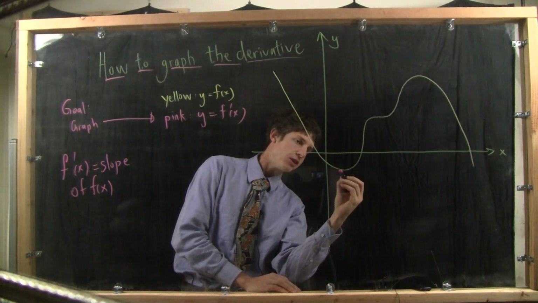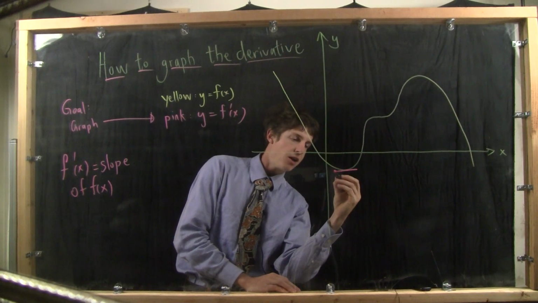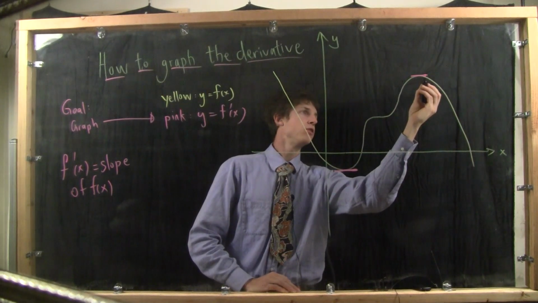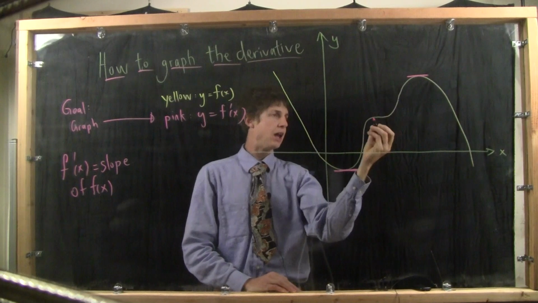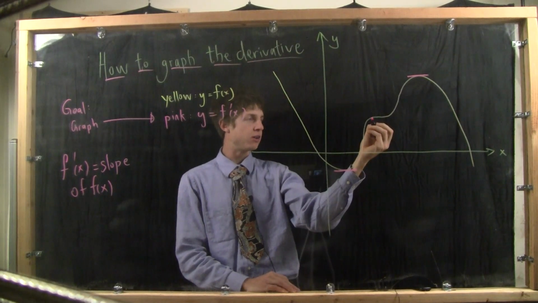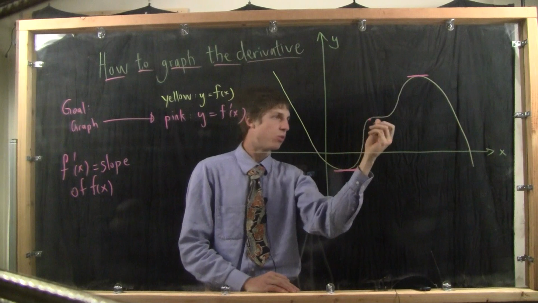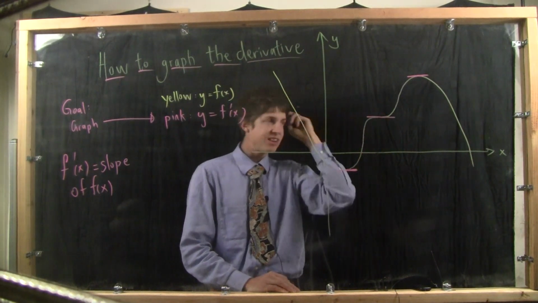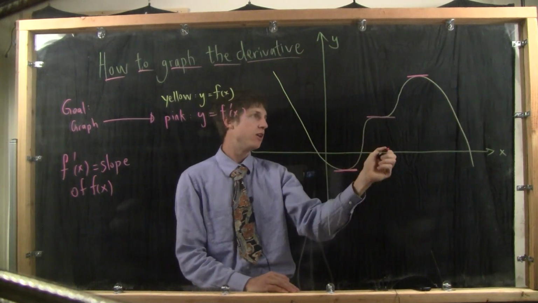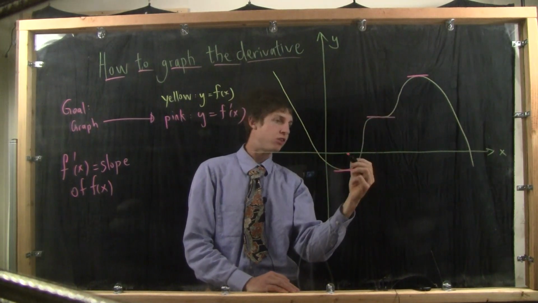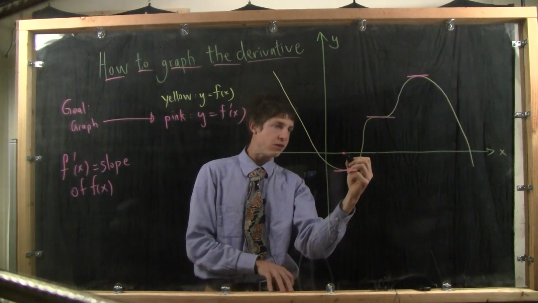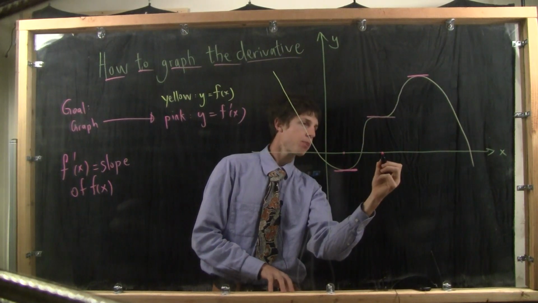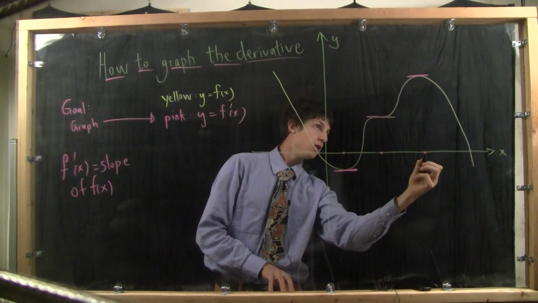Right here, you can see that the tangent line has slope 0. Right here also, the slope is equal to 0. And right here, there's also another horizontal tangent where the slope is equal to 0. So what this means is that at these 3 points, these are going to be zeros of the derivative graph. So however my pink graph looks, I know it goes through this point, and this point.